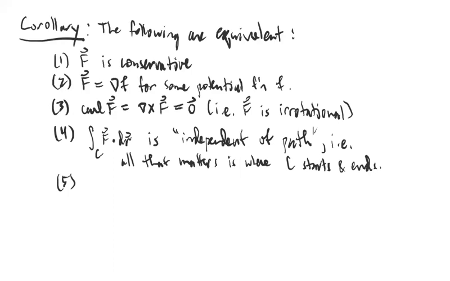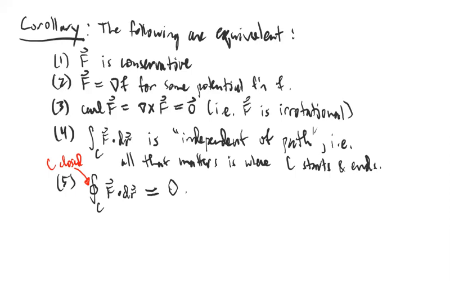Okay. 5, the integral over C, if C is closed. Remember, you write this little circle right here. That just means that C is closed, which means it starts and ends at the same place. So the integral of F dot dr over any closed curve is going to be what? Yeah, equals 0. Okay. All of these things mean the same thing.